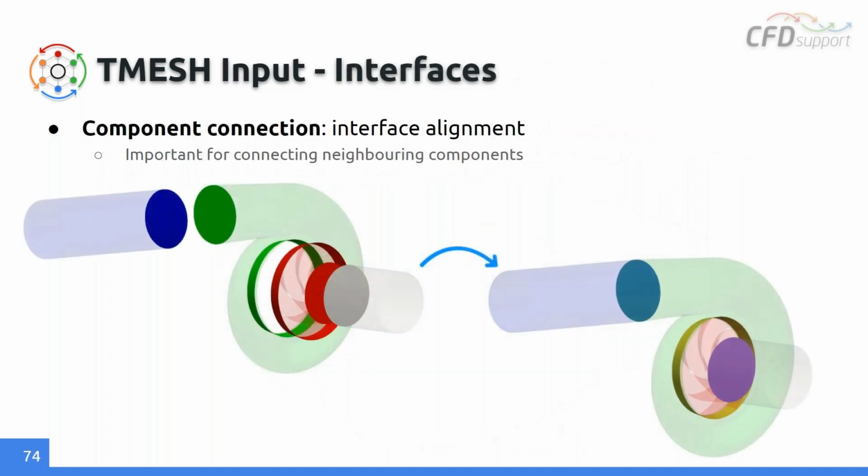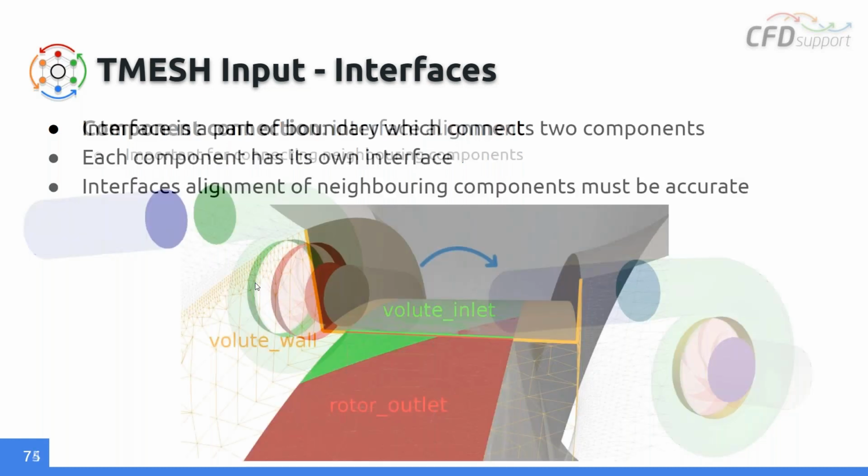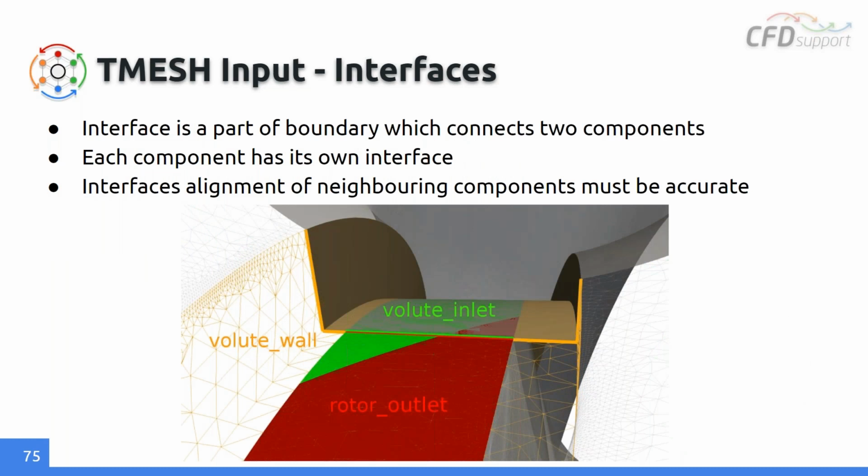The same holds for the interfaces. Interfaces are parts which connect to the neighboring component. So it is always a couple. One side is held by one component, and the second part is owned by the neighboring component. And if you put everything together, these interfaces must be aligned perfectly. For example, the interface between the rotating part and the volute here must be connected perfectly.